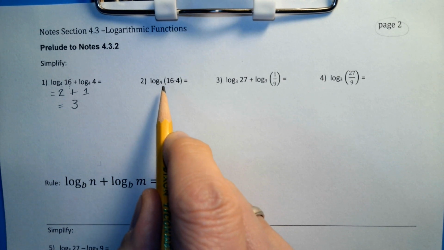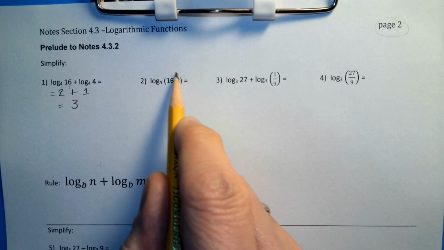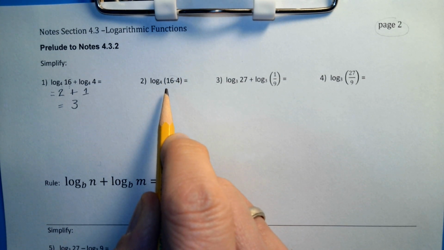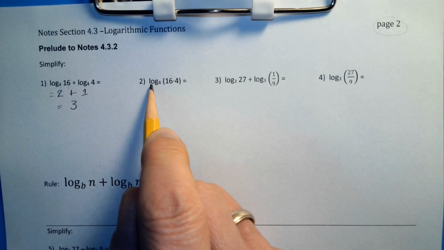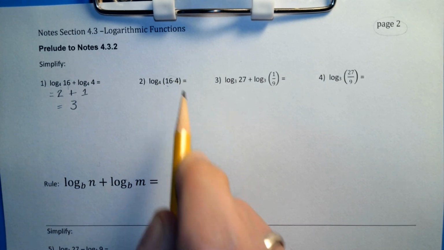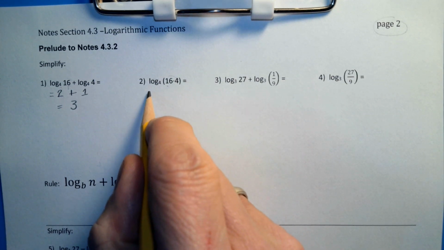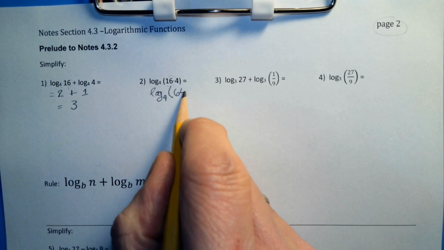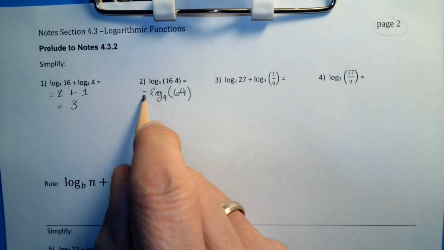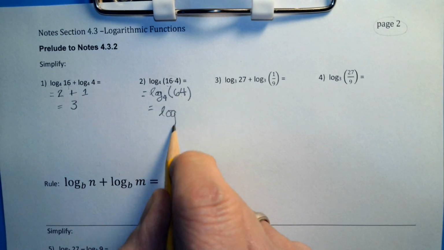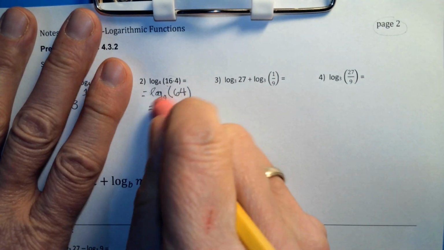So log base 4 of 16 times 4. So the argument, it's really important that you have parentheses here. Logarithms fit in with exponents as far as PEMDAS and order of operations. So if you don't want to take log base 4 of 16 and then take that result and multiply it by 4, you need parentheses around there. Okay, so we could simplify this to log base 4 of 64, multiplying that together. And then, well, 4 raised to what power is 64? That's just going to be equal to 3.